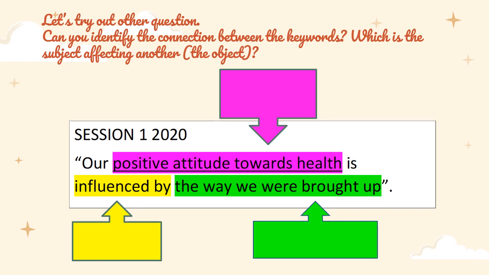Influenced by means it is determined, it is shaped by. By what? The way we were brought up. So what does it mean by the way we were brought up? So perhaps you can write down something on the chat panel and refer to your handout. It is in your handout. You can write down there too. Once you see the answer here, later on you can jot it down. Okay, we can see some responses. Thank you for that. Let's see what the keywords here mean, and which is the subject and which is the object in this case.